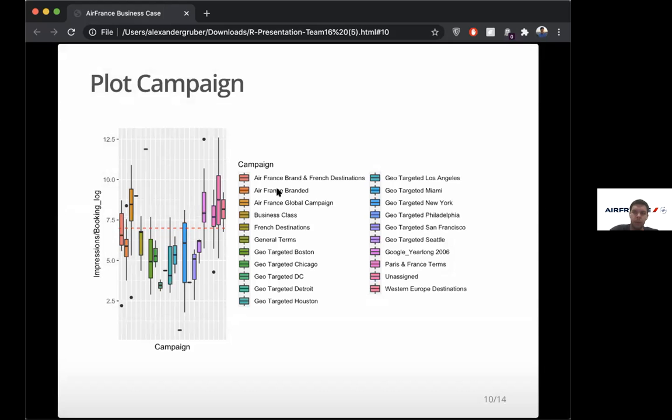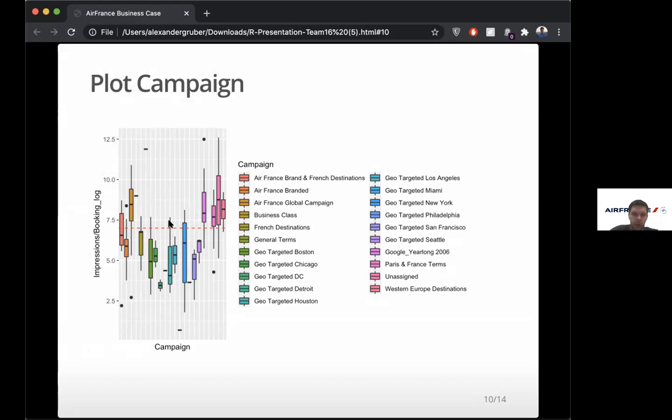Next, we did an analysis of the different campaigns. On the graph, you can see on the x-axis the different campaigns. To measure whether a campaign was successful, we decided to divide the impressions by the number of bookings. Since some campaigns are more active than others, the log was taken to better compare each campaign with each other.